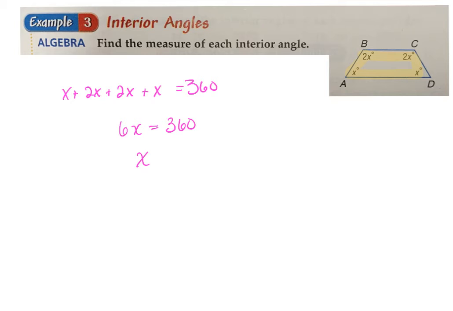What is one of those x's equal? 60. All right, so I can easily find my angle measurement here. A is going to be 60. D is going to be 60. What about B and C? 120 each. Very simple.